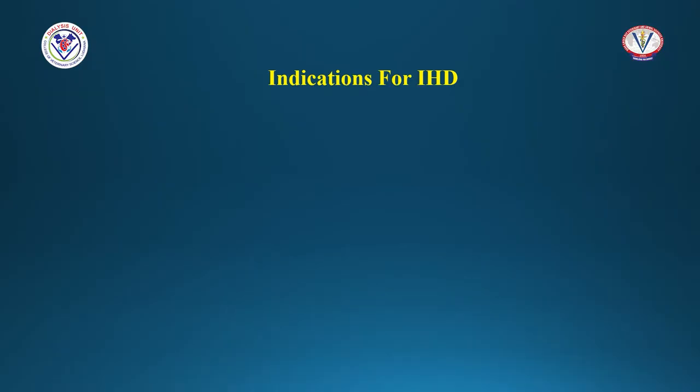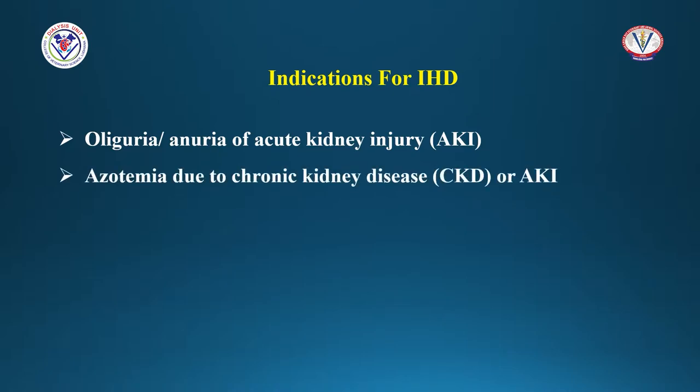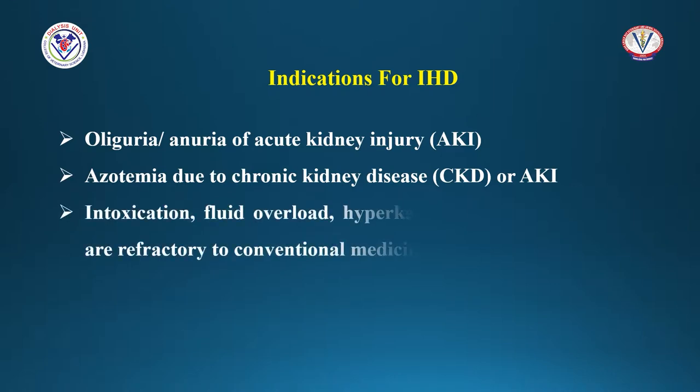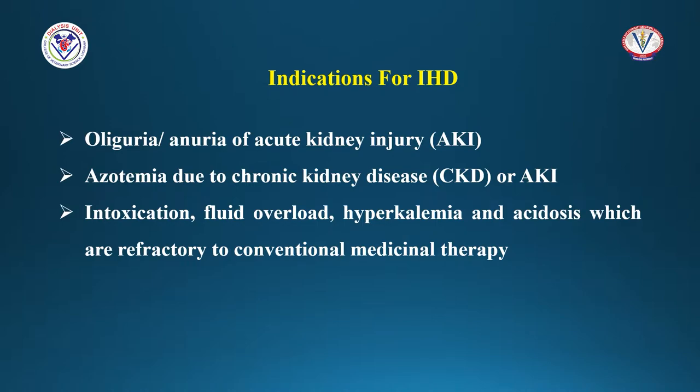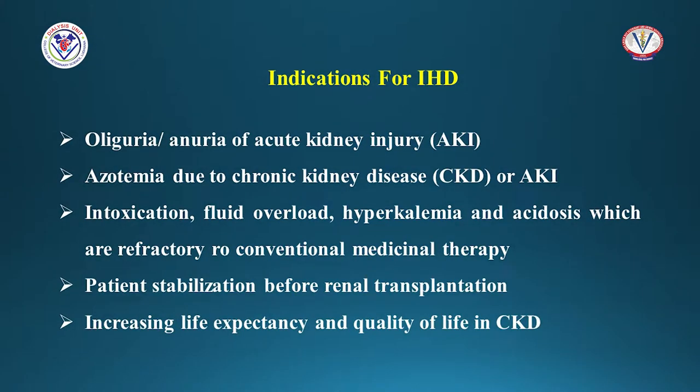Indications of IHD. Oliguria or anuria of acute kidney injury. Azotemia due to chronic kidney disease or acute kidney injury. Intoxication, fluid overload, hyperkalemia, and acidosis, which are refractory to conventional medicinal therapy. Patient stabilization before renal transplantation, or increasing life expectancy and quality of life in chronic kidney disease.